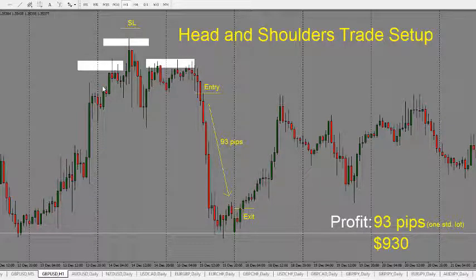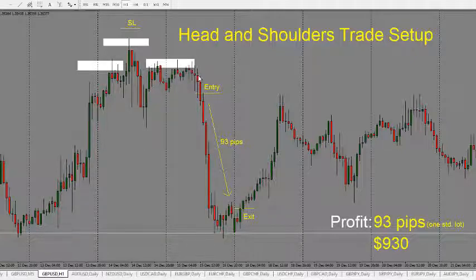So in this case, we have price going up. It makes a higher high, forming a head, and then the next high is lower than the previous high, and it's approximately at the same level as our left shoulder. So this is what a head and shoulders trade setup looks like. In this case, we are looking for a short trade. This is a bearish reversal signal.